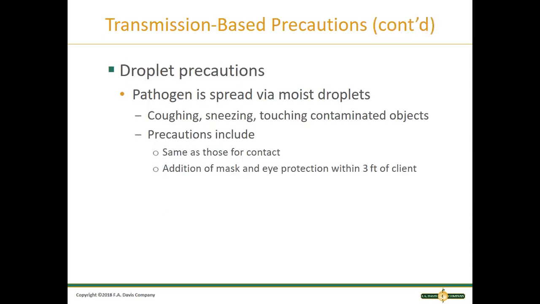Droplet precautions. This is pathogens that are spread via moist droplets. This can be done by either coughing, sneezing, or touching a contaminated object. Precautions include, they're the exact same as those for contact, so gown and gloves. But now you want to add mask and eye protection if you're within 3 feet of the client.